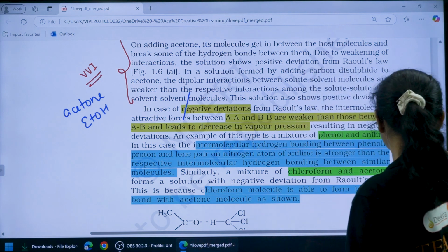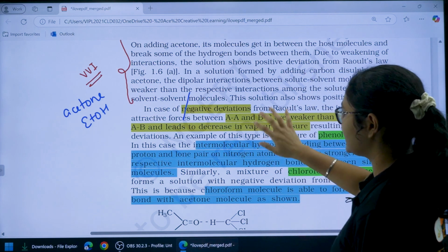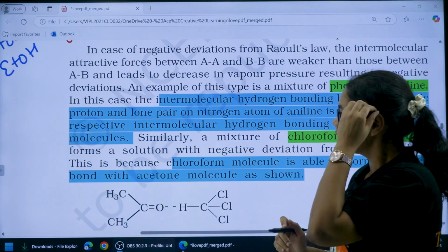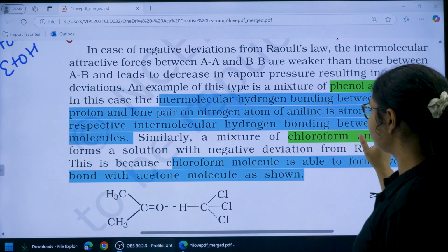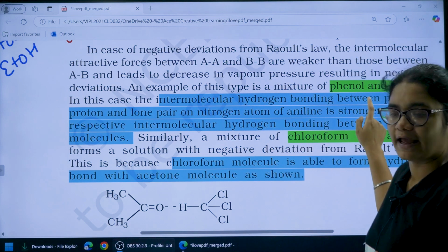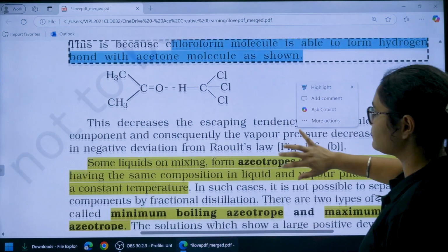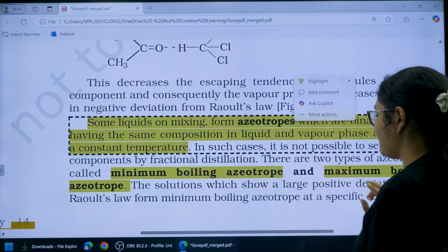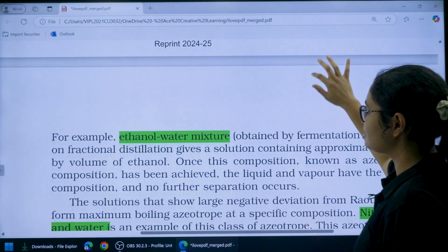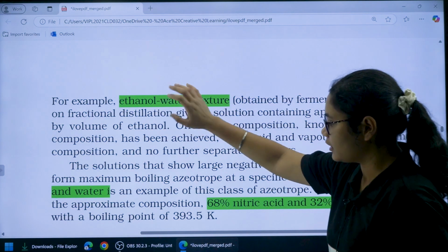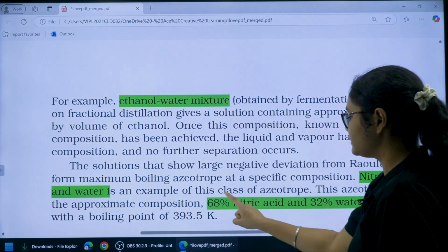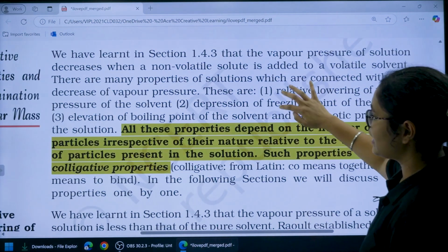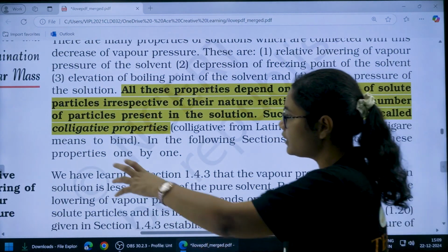Next we have negative deviations. Similarly, you should know about negative deviation: chloroform and acetone, phenol and aniline. These 2 examples you should remember. Then coming to azeotropes, their definitions, then minimum boiling and maximum boiling. Next you have the example of the azeotropic mixture, these 2 mixtures with the concentration you should remember. Highlight these important points. Next we have the colligative properties.